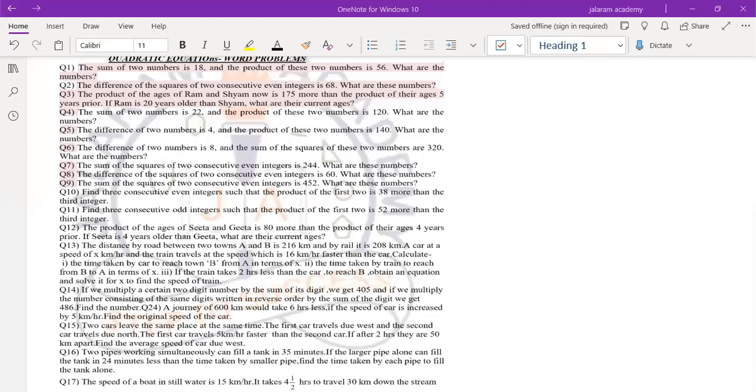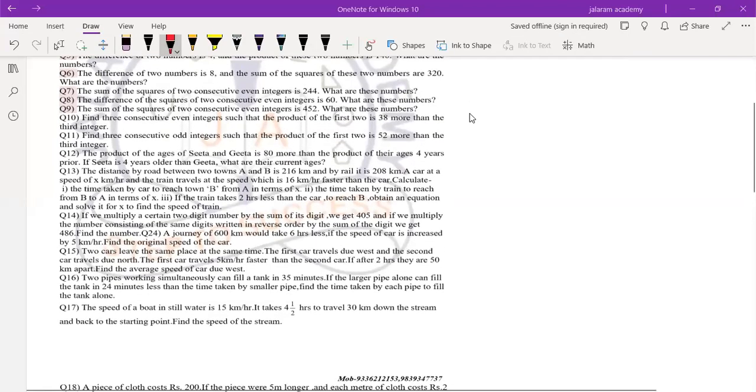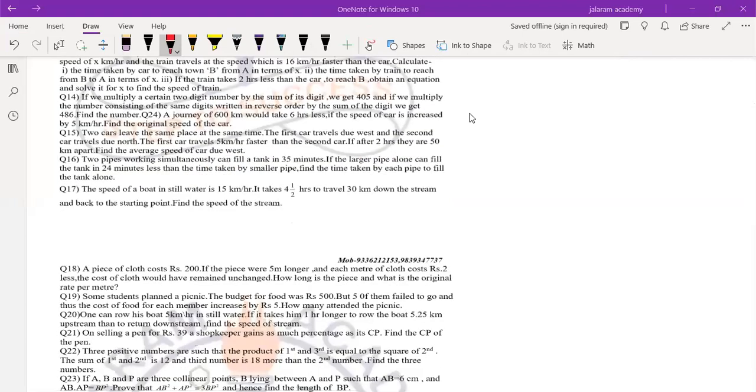So students, today we will discuss some important questions of quadratic equations. Word problem again. In last classes, we have discussed up to question number 16 and hope you all must have solved them and have understood them. So today we will start with question number 17.